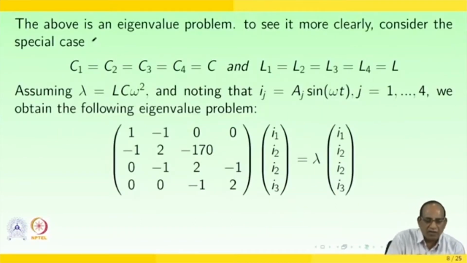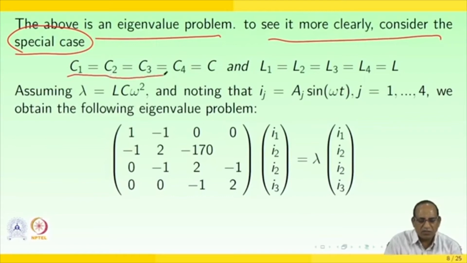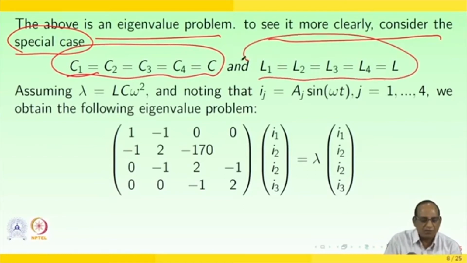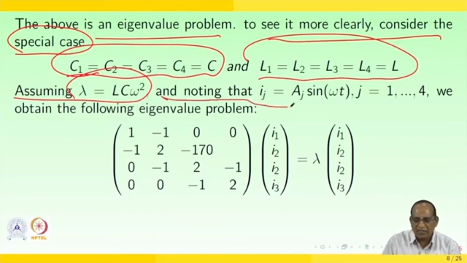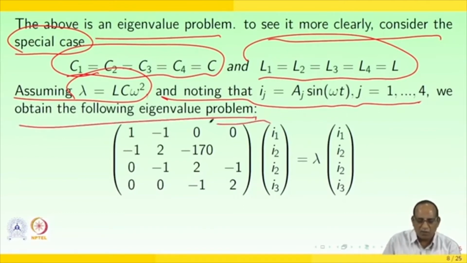So, the above is an eigenvalue problem. To see it more clearly, let us consider the special case, that is C1 is equal to C2 is equal to C3 is equal to C4 is equal to C, and L1 is equal to L2 is equal to L3 is equal to L4 is equal to L. Assuming lambda is equal to LC times omega square, and noting that Ij is equal to Aj times sine of omega t, j is equal to 1 to 4, we obtain the following eigenvalue problem.